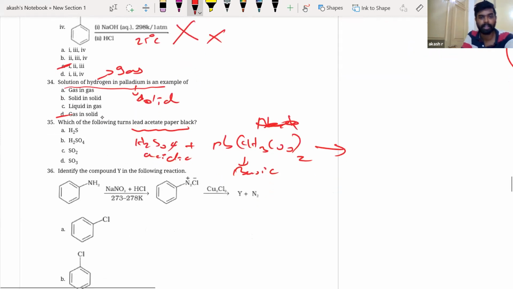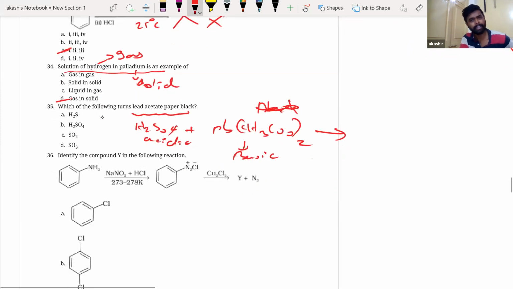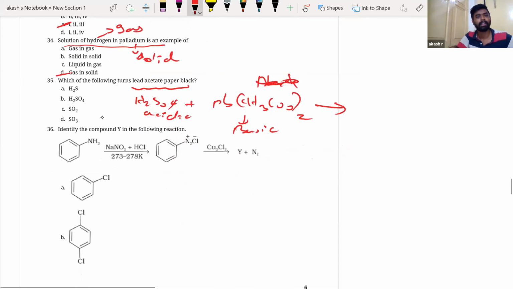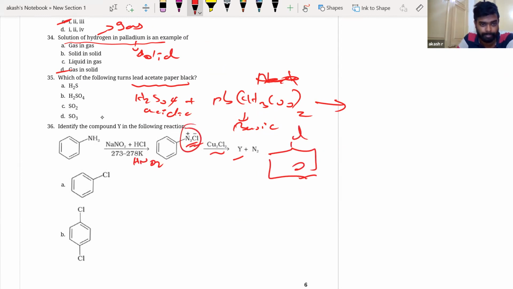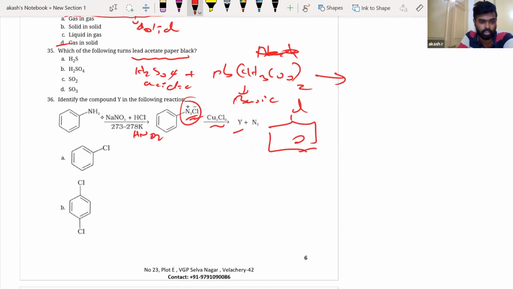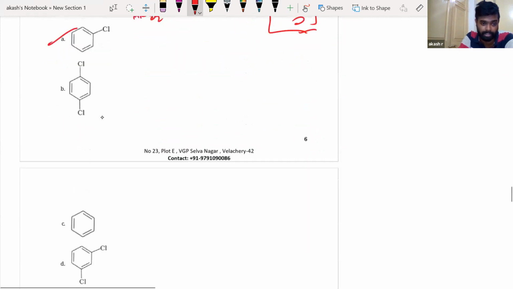Okay, right. Next, identify the compound Y in this reaction. Again, you see that this is NaNO2 plus HCl. It is going to form HNO2, that will form the diazonium salt. Now, if you put CuCl, all I'm going to get is what? A chlorine where I had this N2 plus Cl minus. That's it. Very simple. So now only one chlorine. Option A is the correct answer. There's no two chlorine, no chlorine. The answer is option A. Very, very simple.